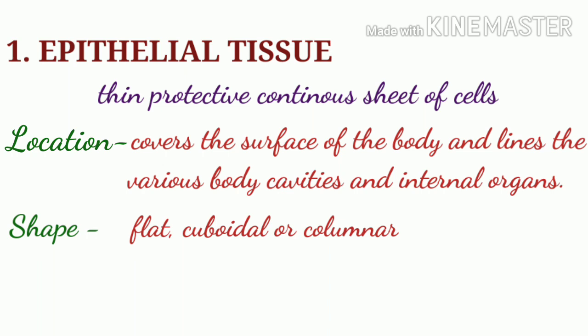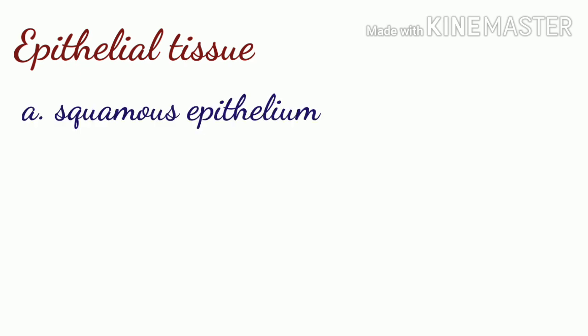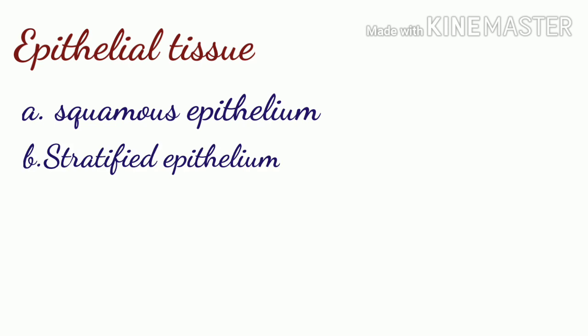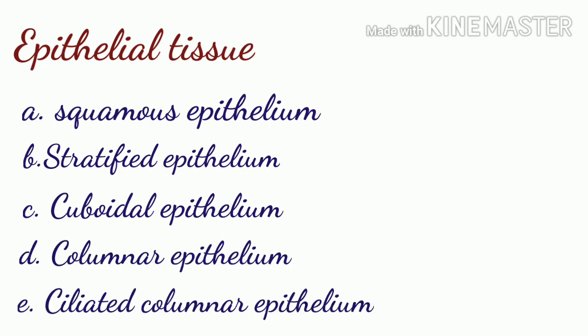The epithelial cells may be variously shaped. They may be flat, cuboidal, columnar, etc. The functions of epithelial tissues include protection, absorption, secretion, sensory perception, etc. There are 5 structurally distinct categories of epithelial tissue. They are squamous epithelium, stratified epithelium, cuboidal epithelium, columnar epithelium, and ciliated columnar epithelium.